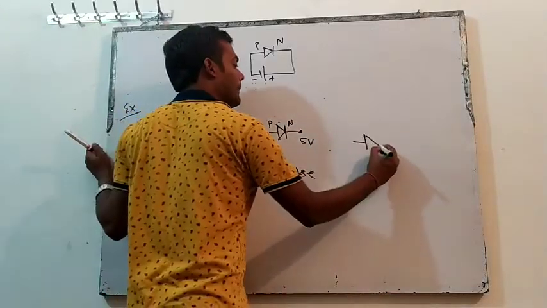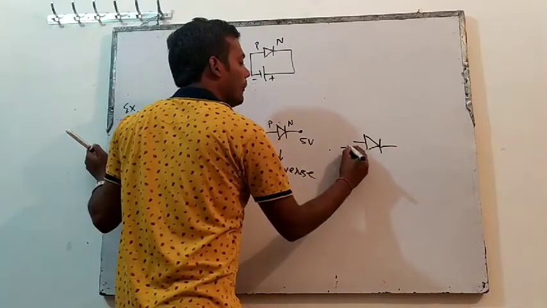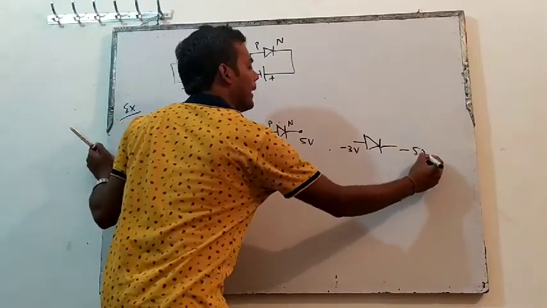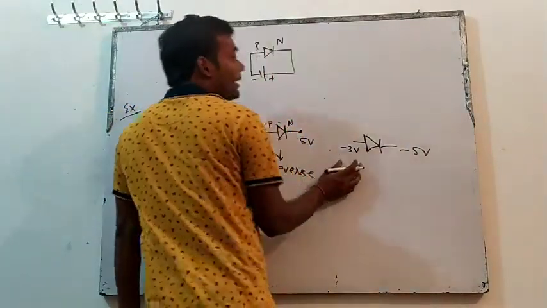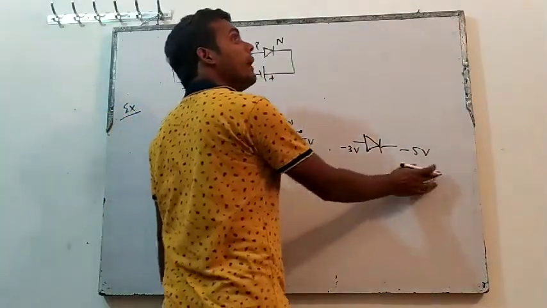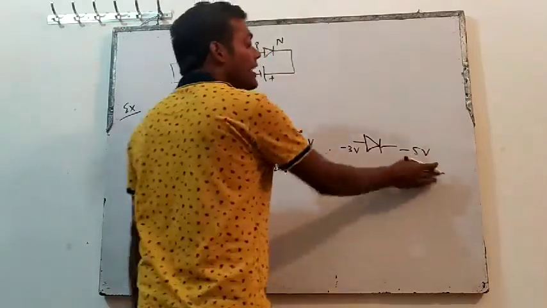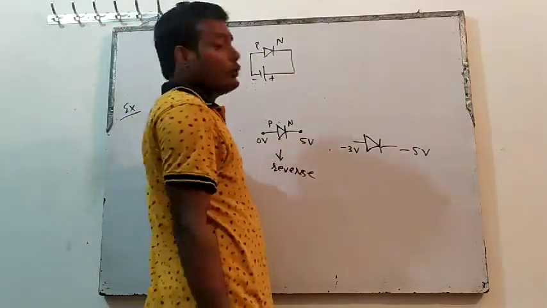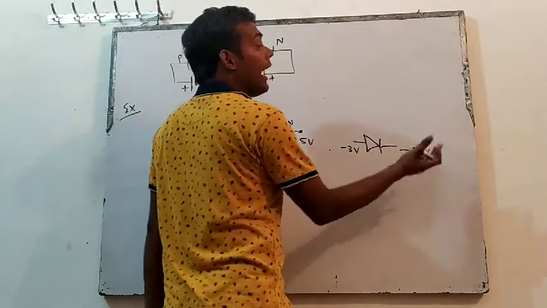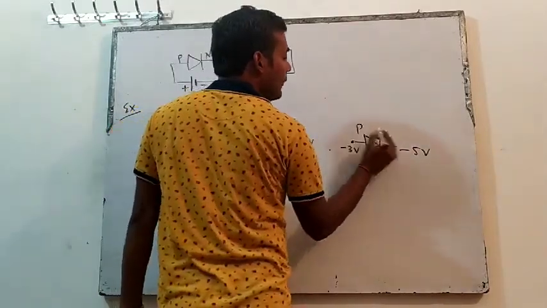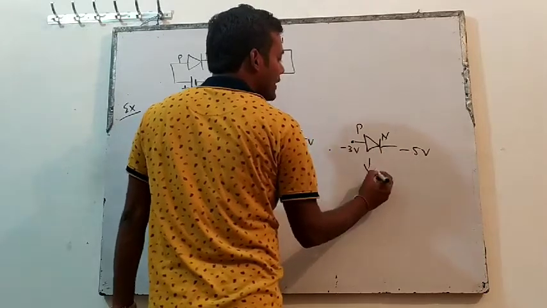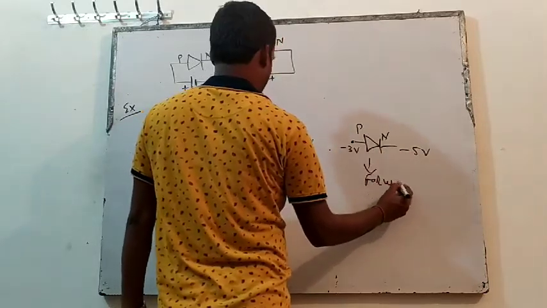See this thing. Minus 3 volt, minus 5 volt. Which biasing? Minus 5 is smaller than minus 3, right? So minus 3 volt will be high with respect to minus 5. So minus 3, the high voltage, is connected with P, and low voltage is connected with N. Which biasing? Forward biasing.